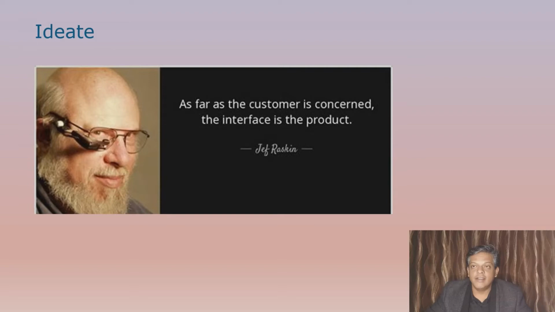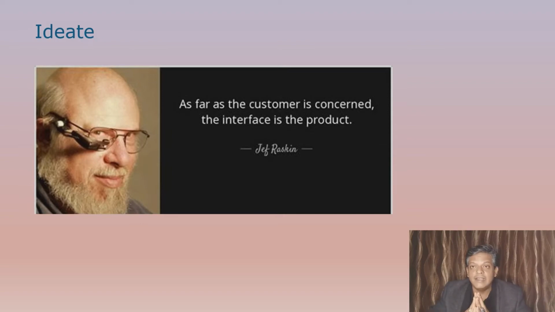What you can see on the screen right now is a quote from Jeff Raskin: "As far as the customer is concerned, the interface is the product." What is meant by this is you can choose to have a cup of tea in a small nearby local shop, probably in disposable cups, obviously in the post-COVID era. Or you can also opt to have a similar cup of tea in an upmarket, probably a five-star restaurant or lounge, where you'll be served a cup of tea in a nice tray, in a beautiful teapot and a ceramic cup, or even better, maybe a silver cup.